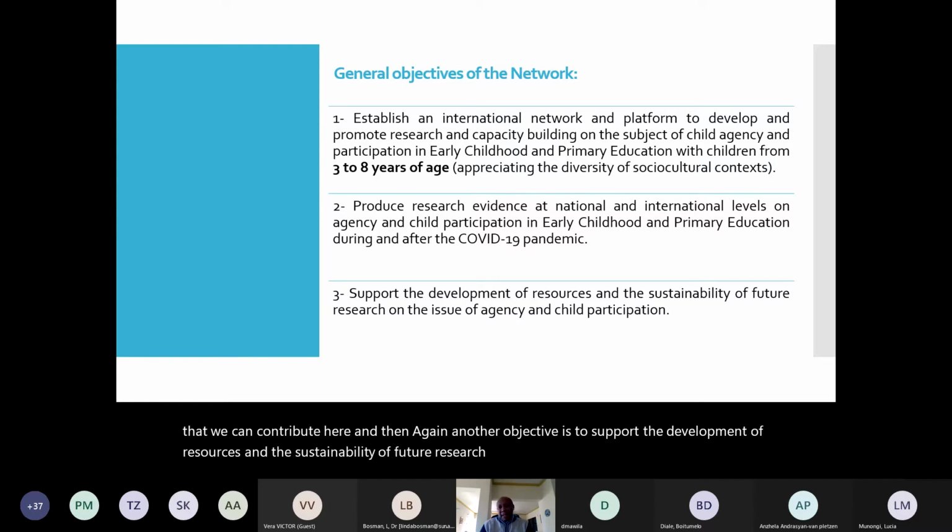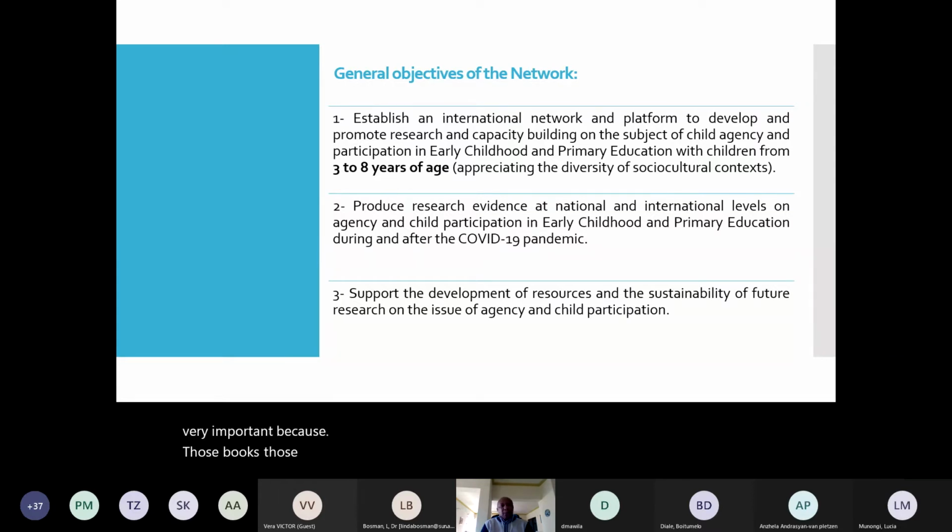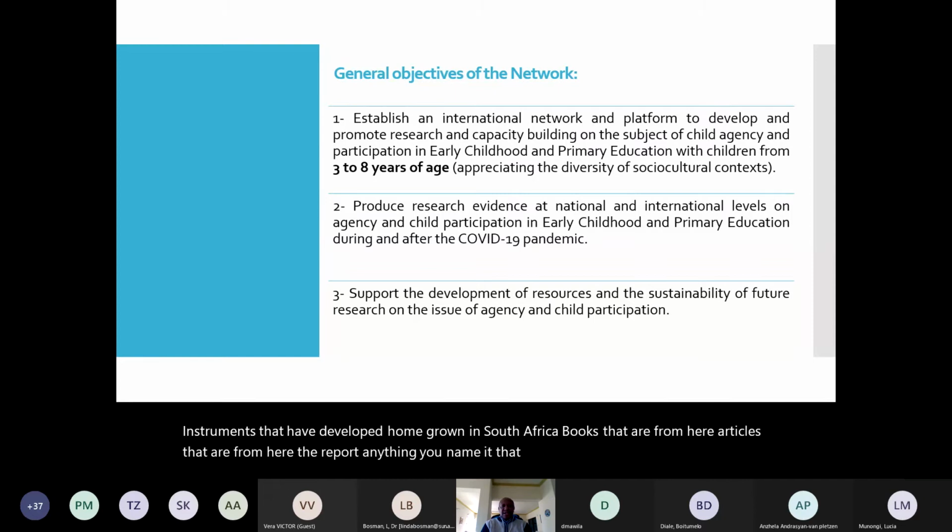The resources would be very important because of those books and articles. I'm one of the people who always decry the fact that, as Prof. Diale alluded to, we lack instruments developed and homegrown in South Africa, books from here, articles from here, reports, anything you name it, that addresses the challenges of an African child.